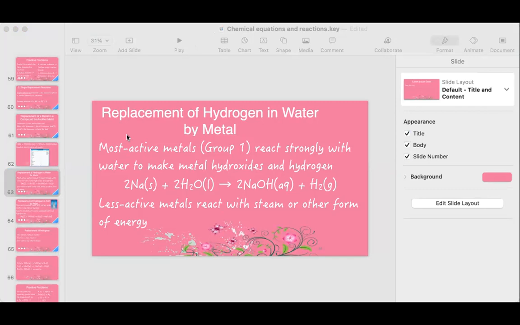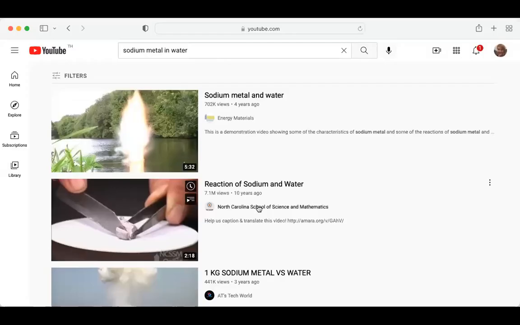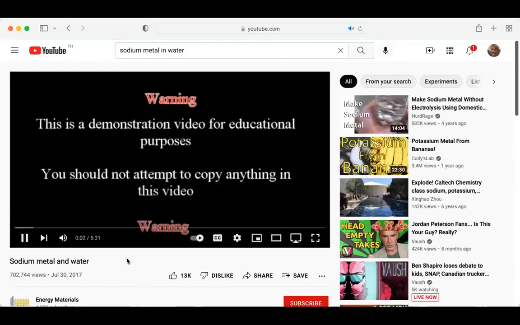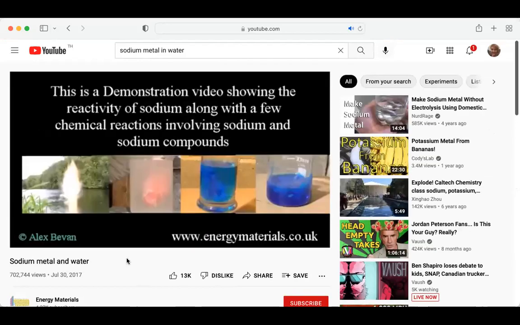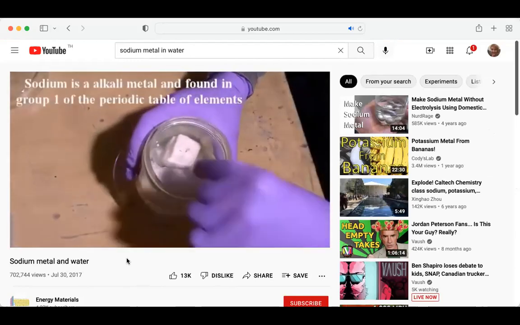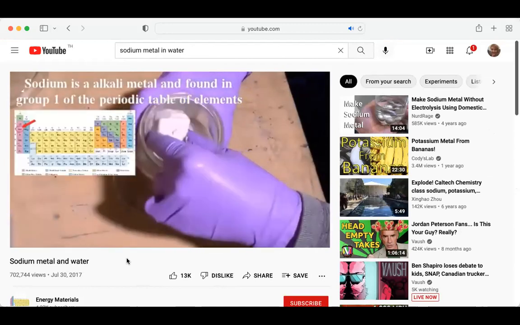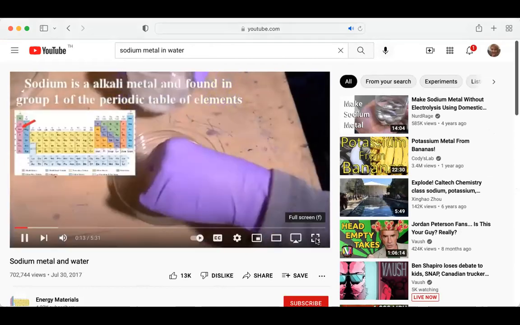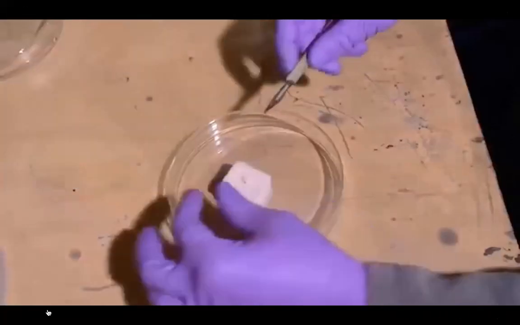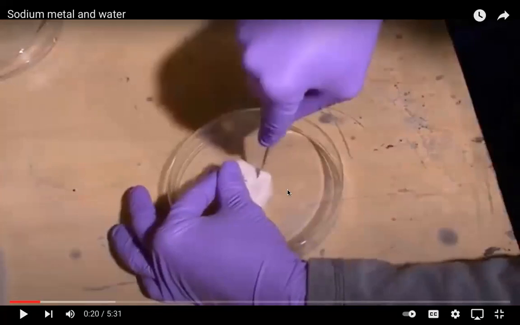All right, so we're just going to show a giant chunk of sodium in a pond. I guess we're going to kill a bunch of fish. This is a demonstration video showing some of the chemical characteristics of sodium metal, along with some of the chemical reactions of sodium and sodium-based compounds. Sodium metal is typically stored in mineral oil, as sodium metal would react with the humidity in the atmosphere. So what he just said is that sodium has to be stored in mineral oil because it's so reactive that it will start reacting with the moisture in the air.